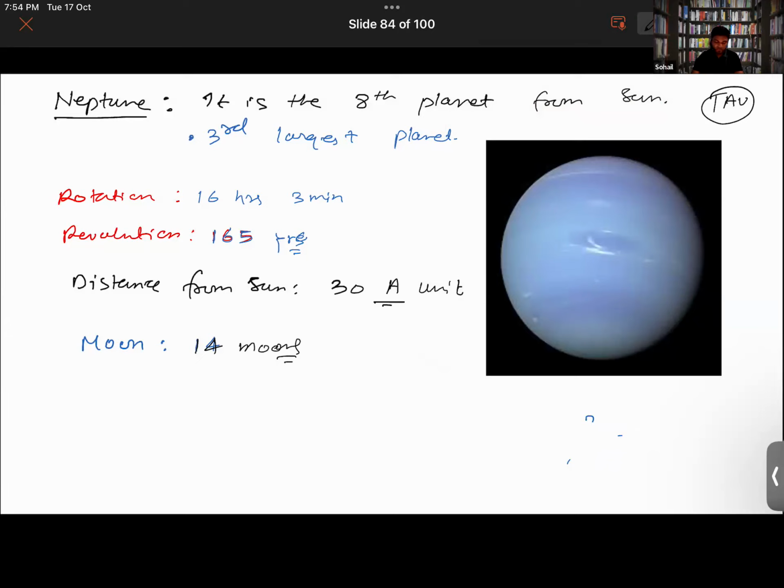Now we talked about Neptune also, the third largest planet here. Rotation and revolution times were as follows. It is also the coldest planet. It has 14 moons or satellites and it is extremely cold because it is at a great distance from the sun. It is mainly made up of liquid and frozen hydrogen and helium gas. Since the temperature is extremely low, no life can exist on the planet Neptune, and Neptune also has some rings around it.